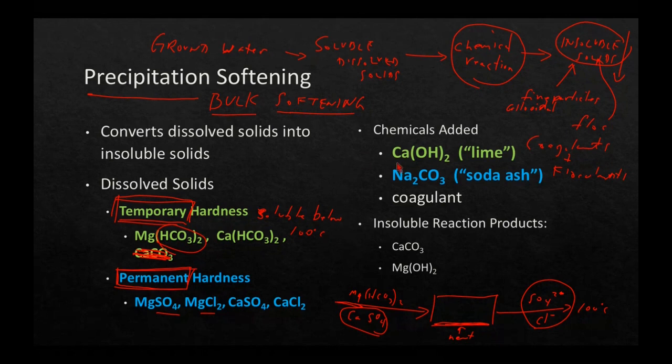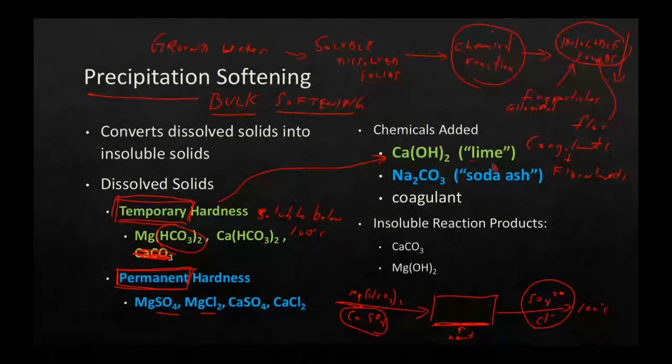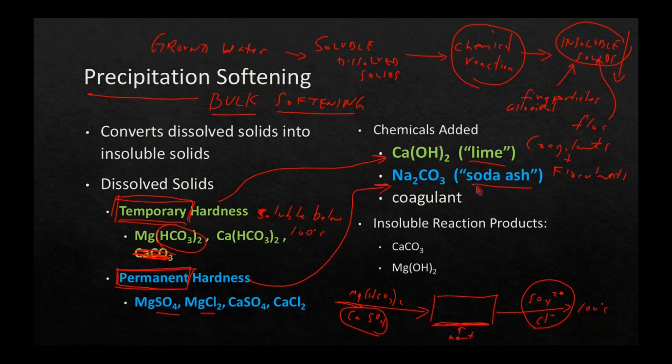So the big question is, how do we get rid of temporary and permanent hardness? Well, the temporary hardness we deal with using something called lime, and lime is calcium hydroxide. And the permanent hardness we deal with by adding something called soda ash, where we get the term soda from, and soda ash is sodium carbonate, as well as a coagulant. What it's going to produce are insoluble reaction products: calcium carbonate, which is going to precipitate, and magnesium hydroxide, which also precipitates.